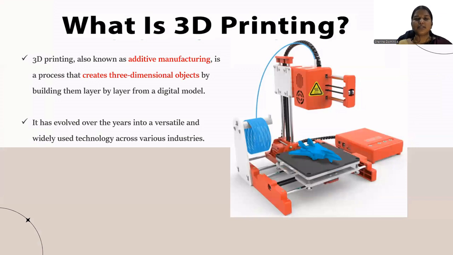First of all, let us see what is 3D printing. 3D printing, also known as additive manufacturing, is a process that creates three-dimensional objects by building them up layer by layer. This is completely based on a digital model. You got it right. So the first step in 3D printing is developing a three-dimensional model of the product that we are going to develop. This technology has evolved over the years into a versatile and widely used technology across various industries. Right now, the technology is being used in quite many industries to develop innovative products.